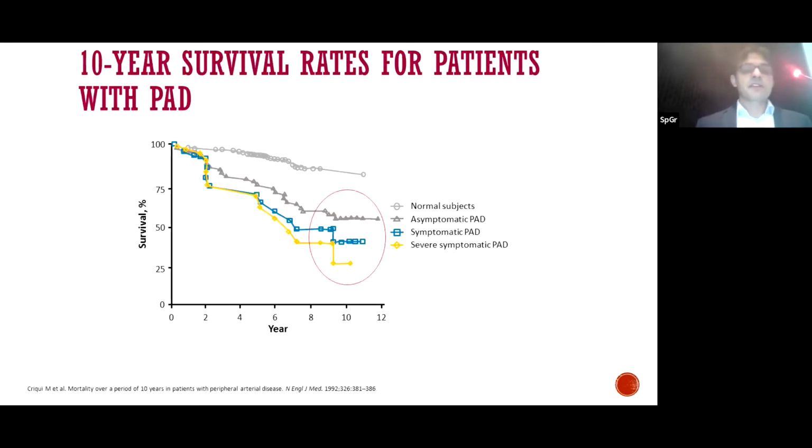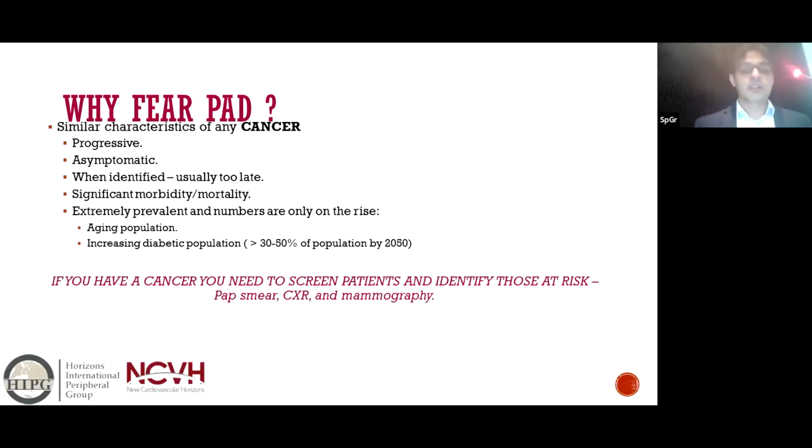But look at this 10-year survival rate for patients with PAD. Even if the patients don't have a symptom, if they have an abnormal ABI, their risk of mortality is twice that of those who have a normal ABI. And if they have severe symptomatic PAD, you can look at the survival curve. It's abysmal. So why should we fear PAD, if we are foot and ankle specialists or primary care?